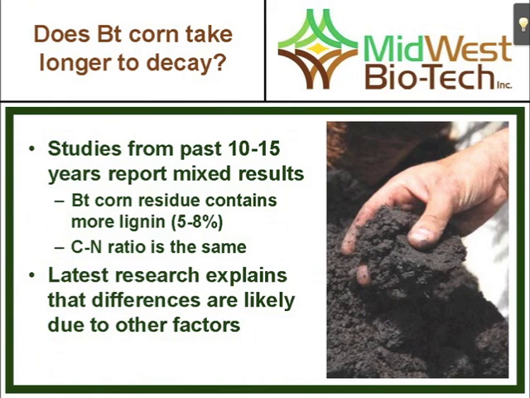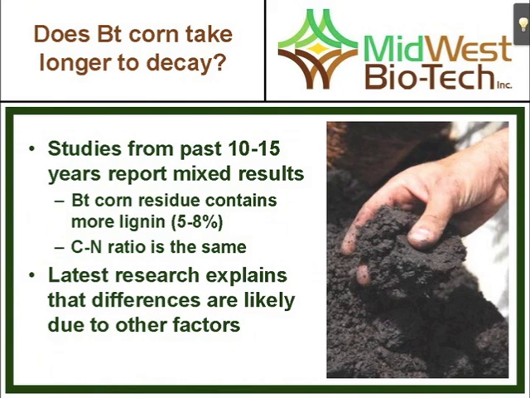Lignin is more difficult to break down, so there is a good argument to be made that it would take longer to break down, but also the carbon nitrogen ratio's not really much different from BT to non-BT corn. So looking at carbon nitrogen relationships, it should take about the same time. And the study that Daryl and John and the guys here at No Till Farmer distributed showed that there really wasn't much difference between the decay rate of BT and non-BT corn. There are several other studies done in the last 10 to 15 years that report the same thing.